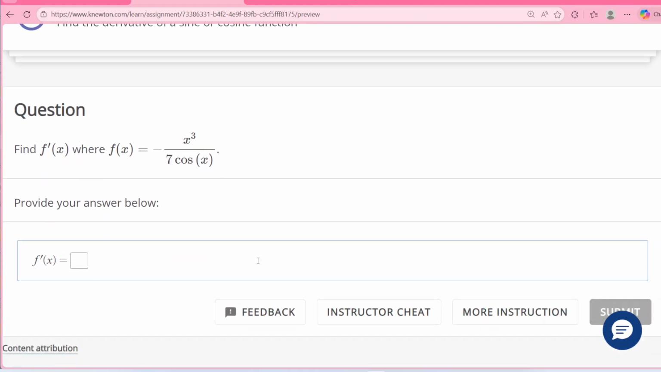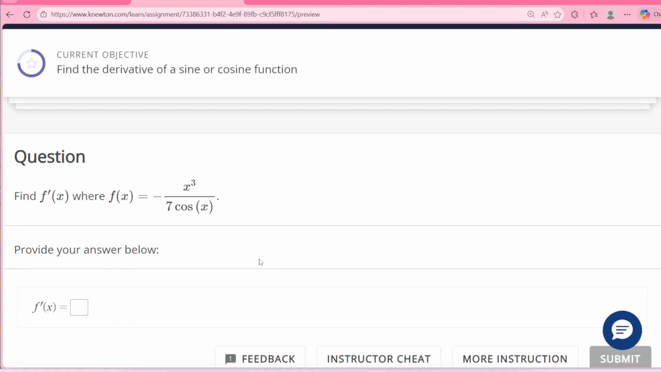So here's one where I'll take you through. It's got a fraction here, a quotient, definitely. I'll say it as I'm typing it, because I've done a bunch of quotient rule already. Now I'm going to put the negative sign up there. You can either put it in the numerator or the denominator, but not both, because that would make it positive. So I'll put the minus up here with the x cubed. The numerator is negative x cubed, and the denominator is 7 cosine x.